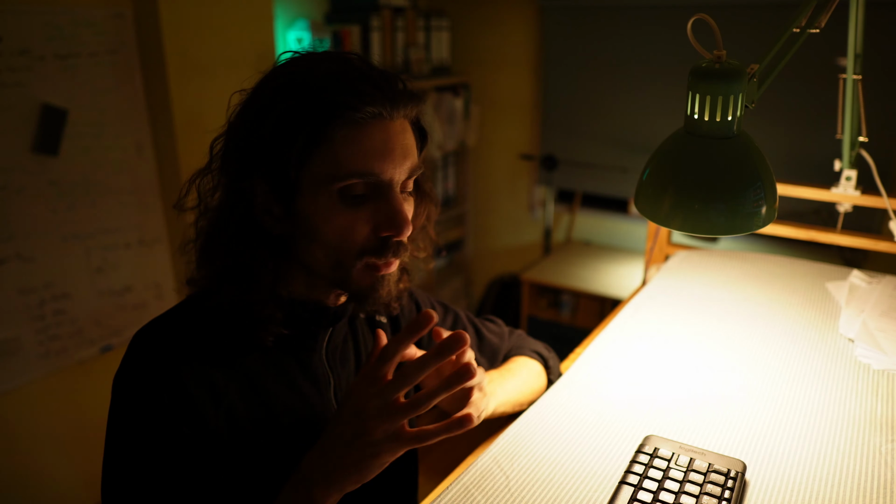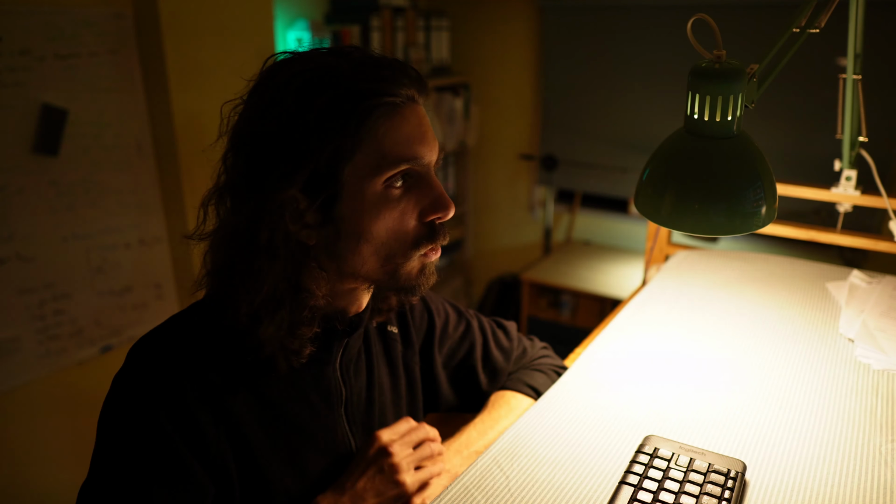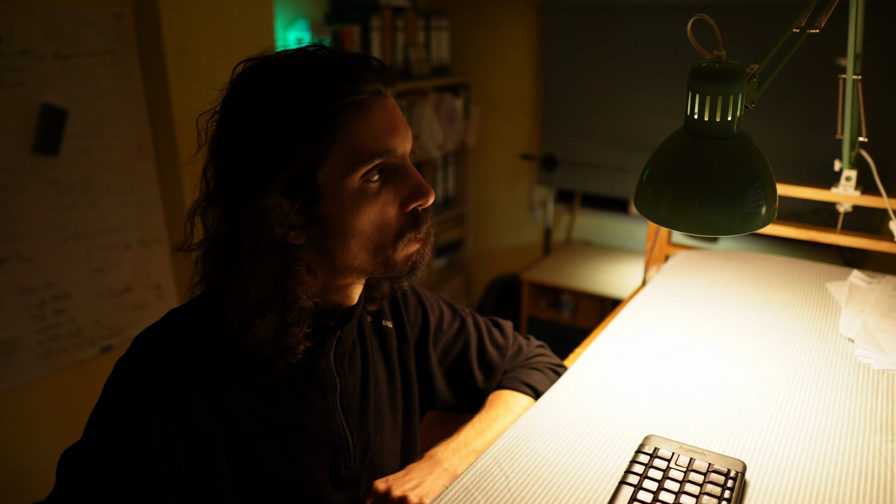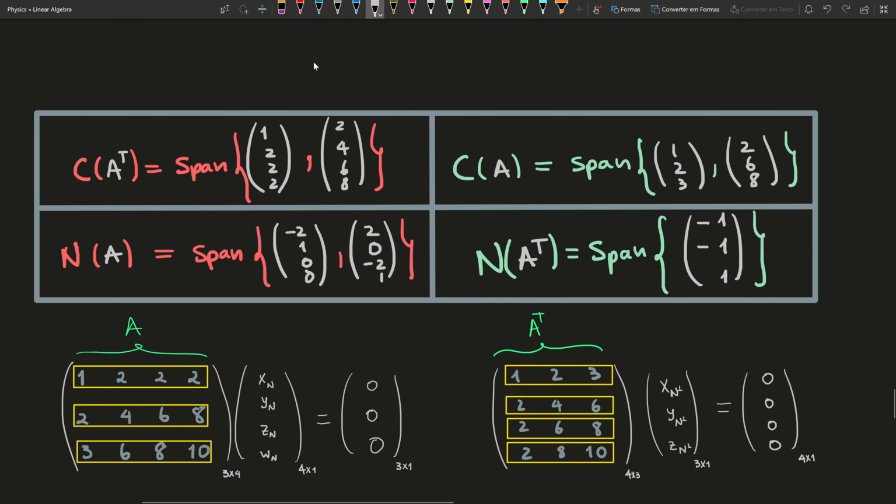Think about it. What does this mean? It means that every vector in the null space must be orthogonal to any vector in the row space. Can you see? In fact, you can check this. Just choose this vector and this vector. Are they orthogonal? Let's do the dot product.